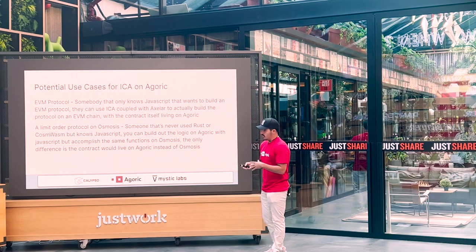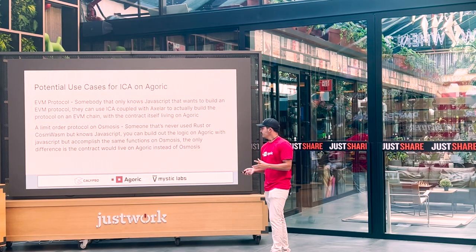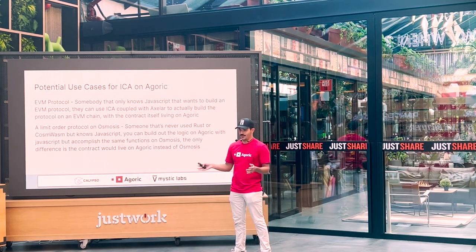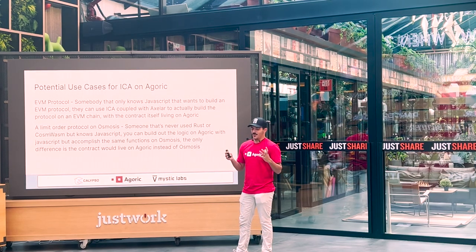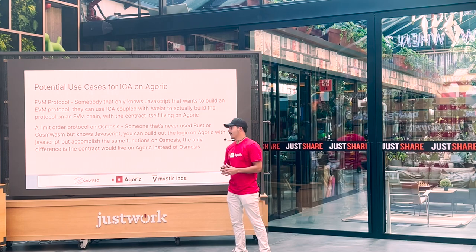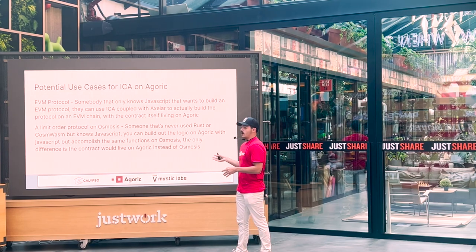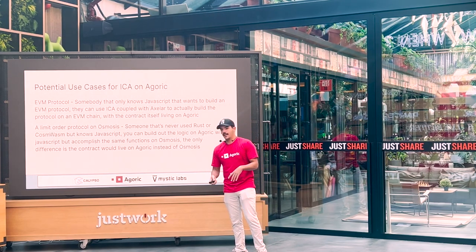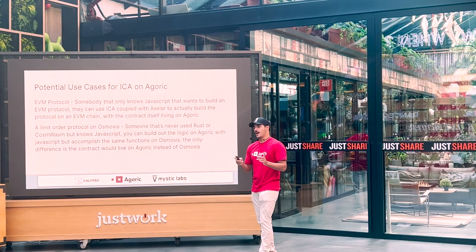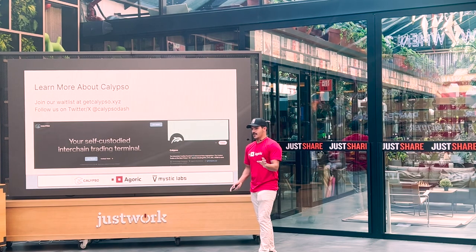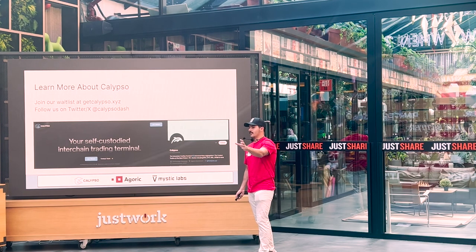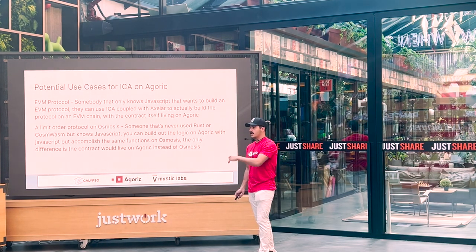Say, for example, you want to build a limit order protocol, and you don't know Rust or Cosmos, because you know they do enable a lot of functionality, but it's once again another hurdle you have to learn. Build out your protocol in JavaScript on Agoric and use interchain accounts to control those accounts on Osmosis natively. The only difference is the actual contract that you built would live on Agoric instead of Osmosis.